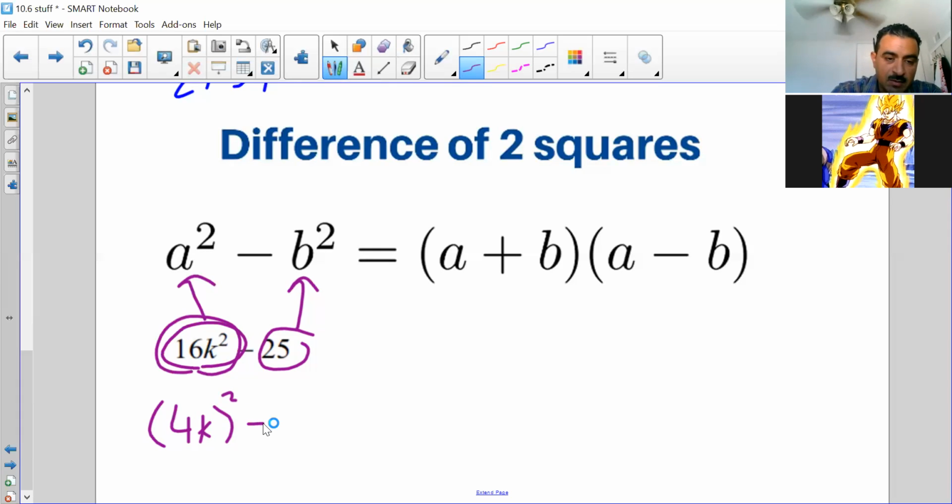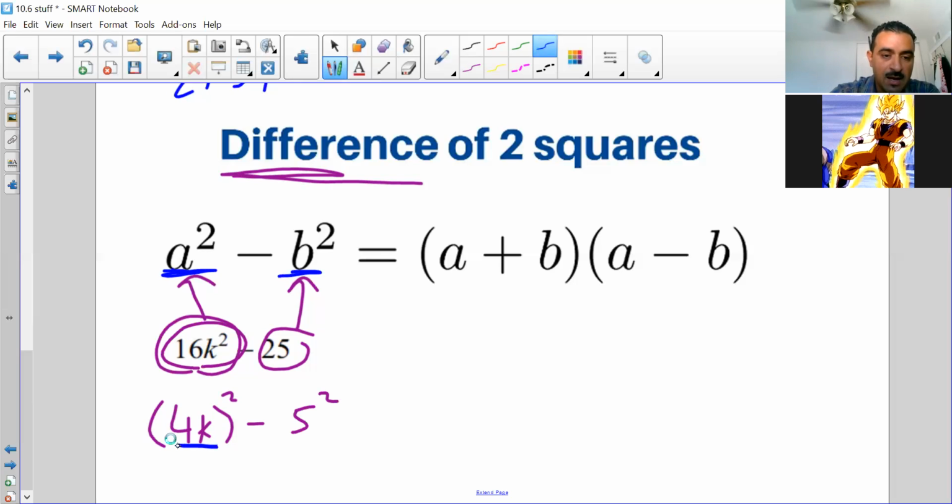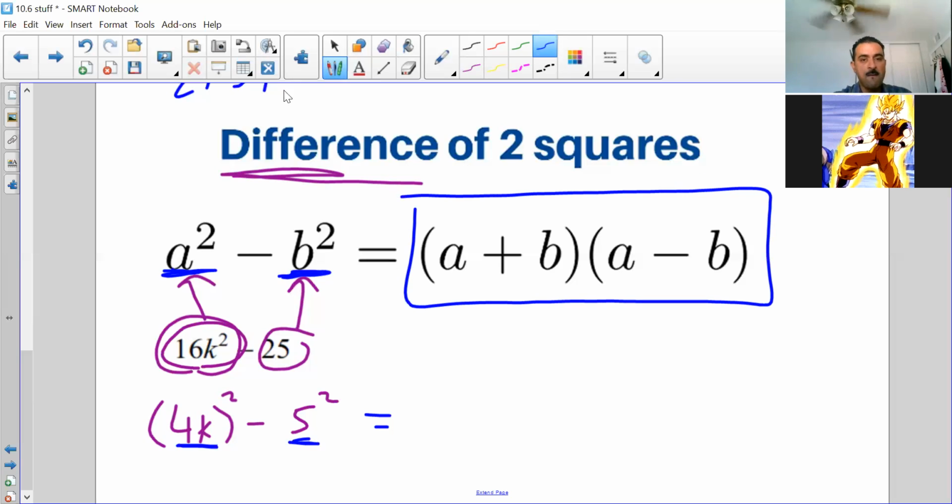I'll put the minus, because remember it's a difference. Difference of two squares is minus. And now I'm going to rewrite 25 as something to the second power. What can be raised to the second power to become 25? Well, that's going to be 5, isn't it? Now it's very clearly seen what my a value and what my b value is. My a value here is going to be 4k. My b value is going to be 5. So now I'm ready to rock and roll and follow this pattern.